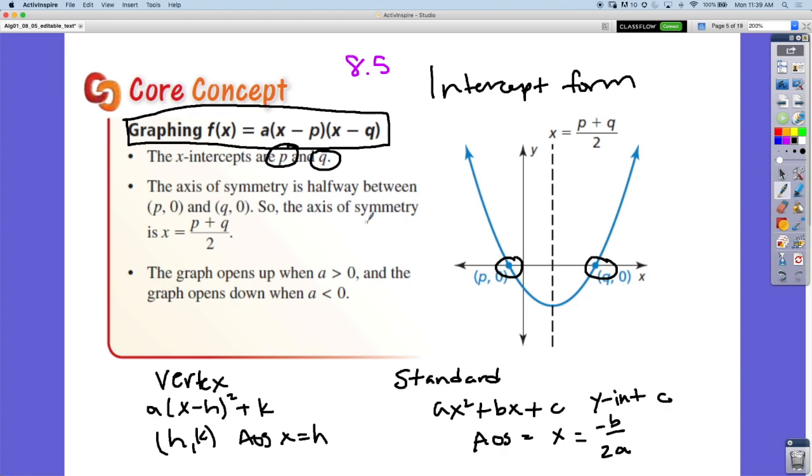So let's think about this. If I know this point here, one of the intercepts, and then I know the other intercept, the axis of symmetry is smack down the middle. So how do you get smack down the middle of two numbers? You add them together and you divide by 2. So short of memorizing the formula, I want you to understand what it means. And this concept is in every single lesson. When A is positive, the graph goes up. When A is negative, the graph goes down.